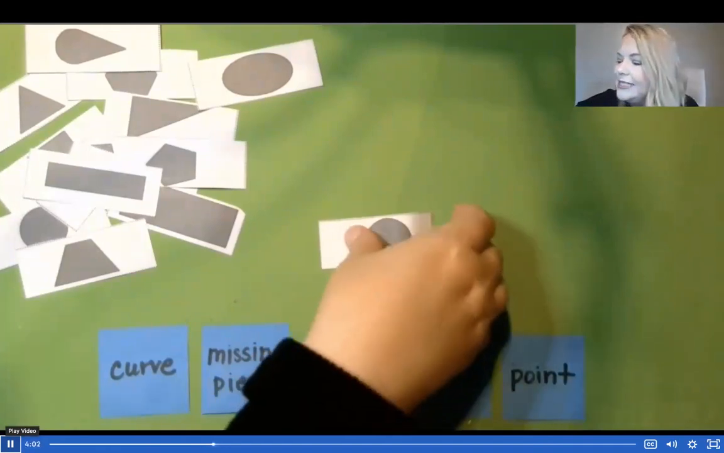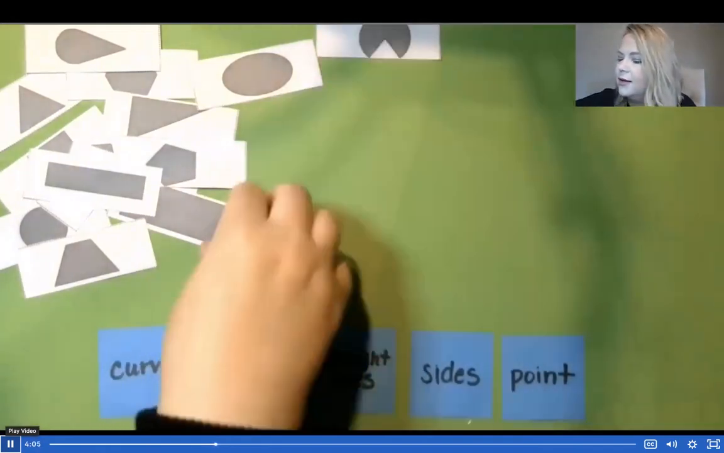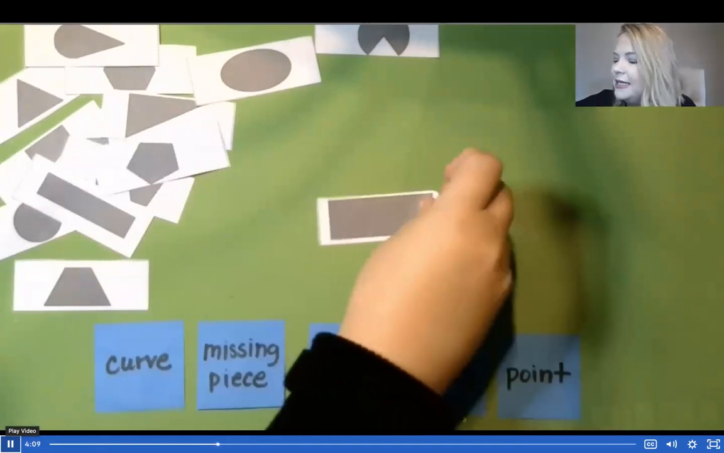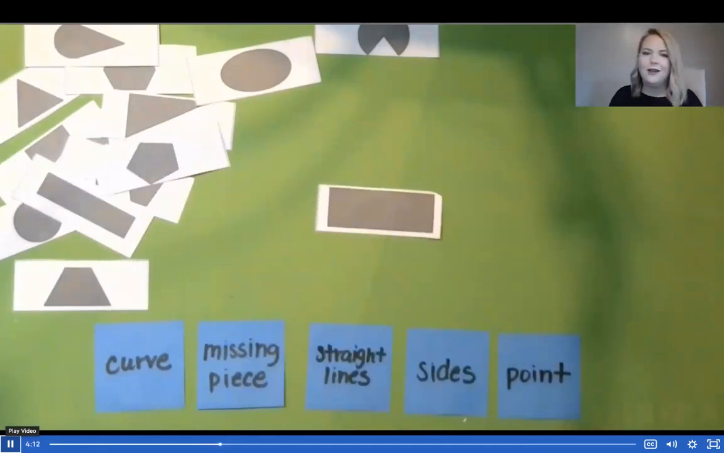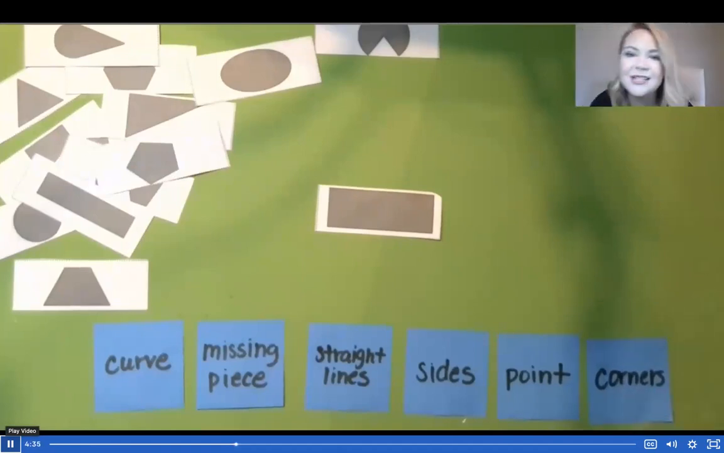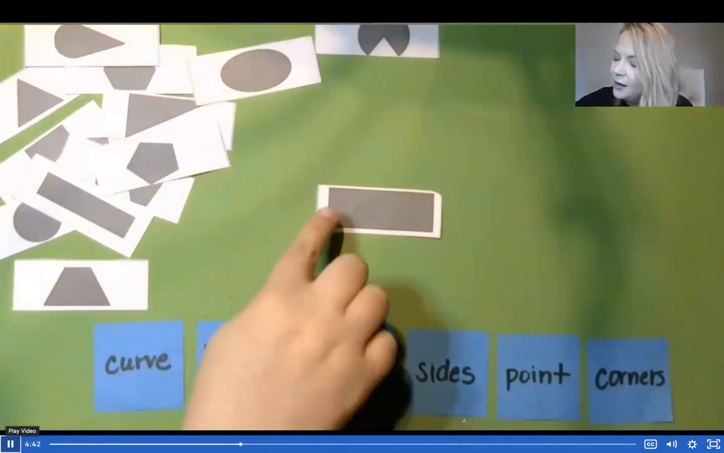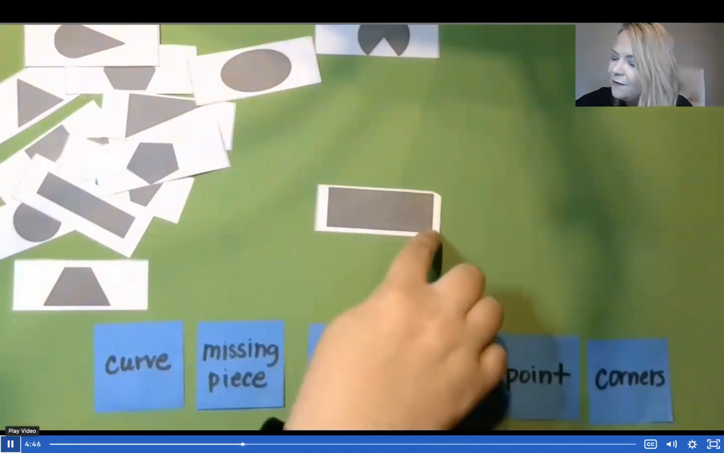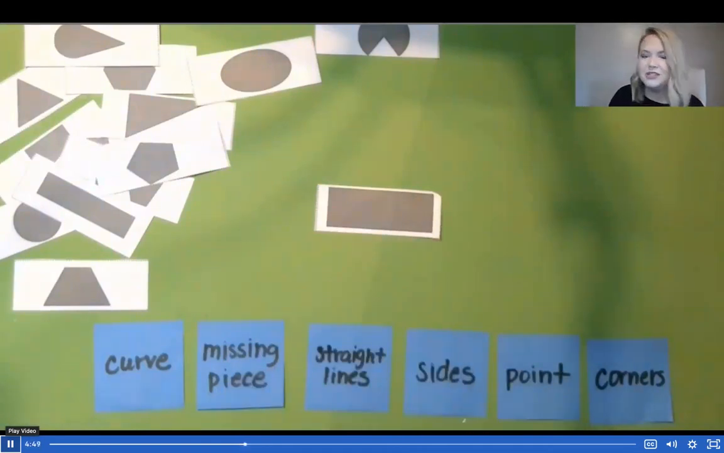Let's go ahead and look at a different shape. See if you can find this shape and lay it down in front of you. What do you notice about this shape? One of my friends said, I see that it has corners. Do you see corners as well? Let's count the corners. 1, 2, 3, 4. What else do you notice about this shape?